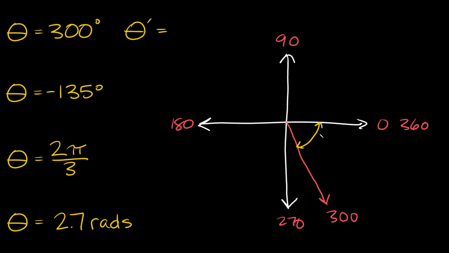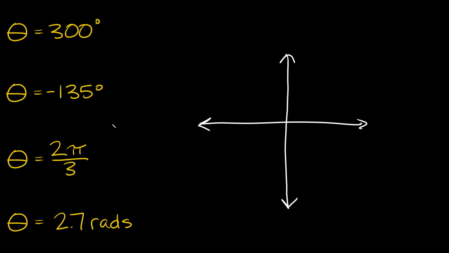So what is this distance in degrees? Well, we know this is 300 degrees, and to get back to the x-axis is 360 degrees. To get from 300 to 360 is 60 degrees. So theta prime, the reference angle in this case, is equal to 60 degrees. Now let's go to this next one.